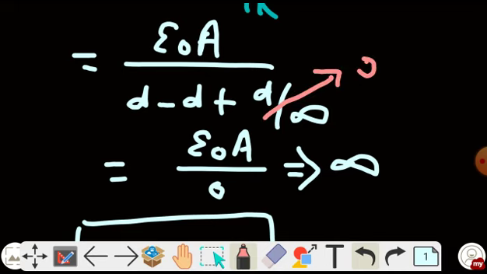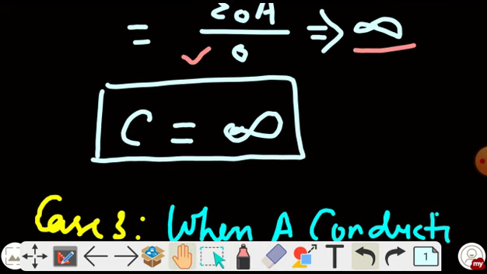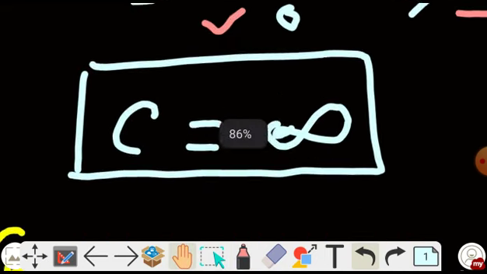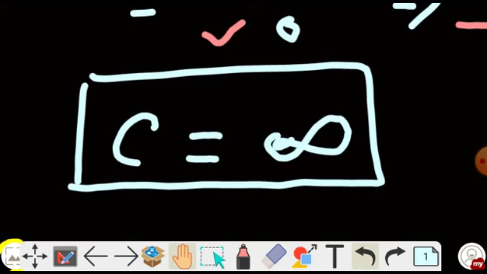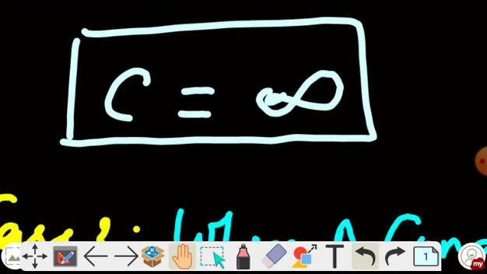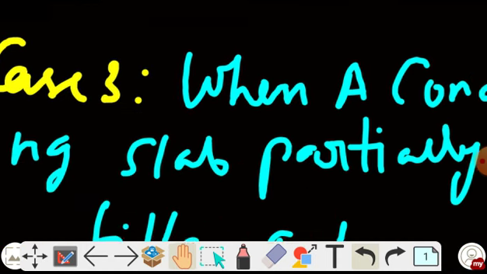This term will tend to 0. D minus D is also 0, so the denominator is 0, and when the denominator is 0, this term will tend to infinity. So the capacitance is infinite. You must remember this result: when there is a conducting slab between the plates of a capacitor and it completely fills the gap, in that case the capacitance becomes infinite. So this is an important result. Let's move to the third case.